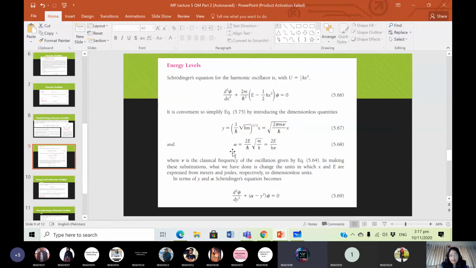So we define an alpha as 2E over h nu, okay? These are dimensionless quantities that we are defining here so that we can make the solution of the Schrodinger equation easier, okay? Therefore, the Schrodinger equation in terms of y and alpha can be written like this, okay? When you introduce these quantities, it can be written as this.